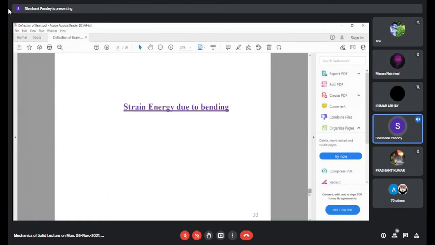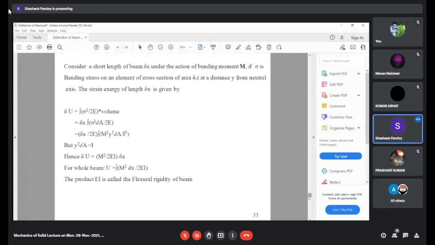Now the next topic, which is also given in your syllabus, is strain energy due to bending. Another approach is that we can use the strain energy method for determining the deflection of the beam. But this is a more complicated method than our previous two methods, that is the double integration method and Macaulay's method. It is somewhat complicated, but let us see what it is all about.